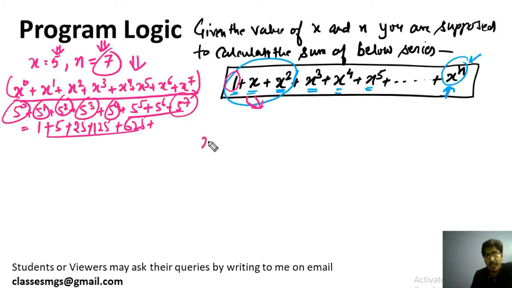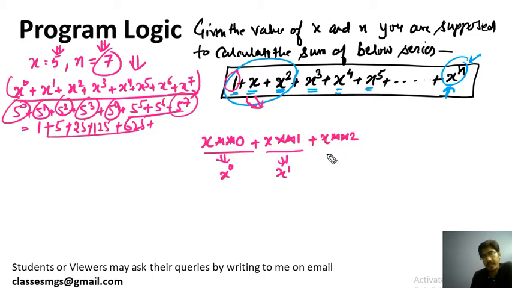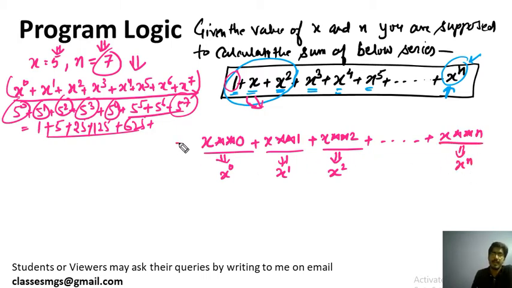Power can be calculated in Python using the double star operator. If you write x star star 0, it will be equivalent to x raised to power 0. If you write x star star 1, it will be equivalent to x raised to power 1. If you write x star star 2, it will be equivalent to x square, and so on up to x double star n, which will be equivalent to x raised to power n. You may use another thing also: the power function. You can write power function x comma 0, power function x comma 1, to calculate the same thing.